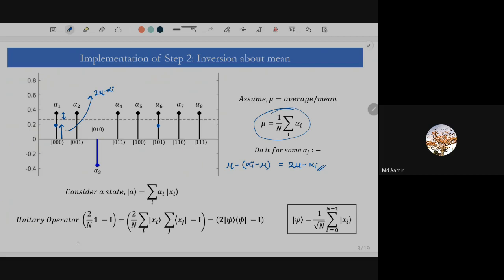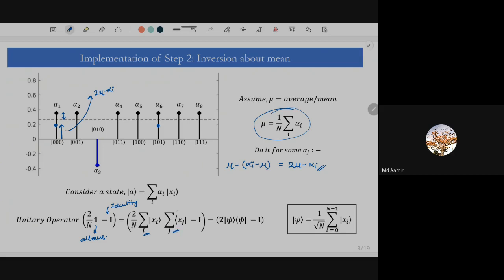But for this we have to actually apply a unitary, and this is what the unitary is: 2 times the all-ones matrix minus I. So this one is the all-ones matrix, and this one is the identity, where only the diagonal elements are one. The all-ones matrix can actually be written as a summation over x_i and 1 by root n. So this will be all ones.